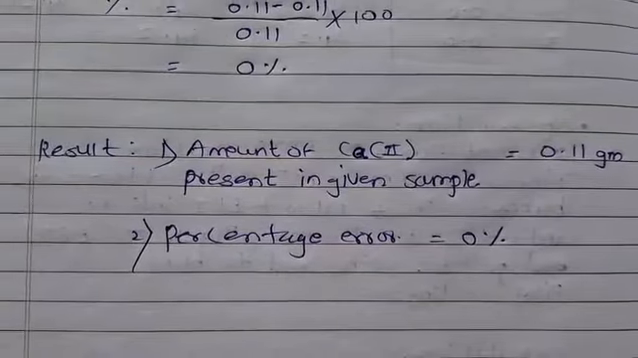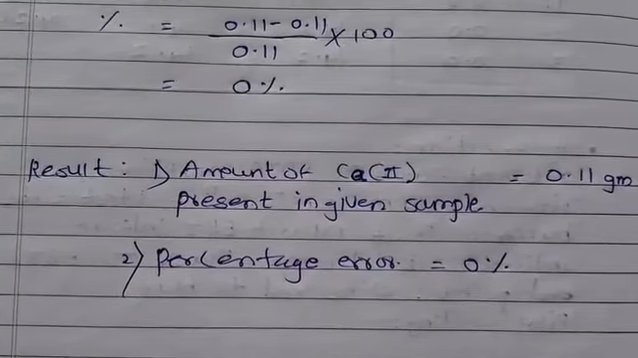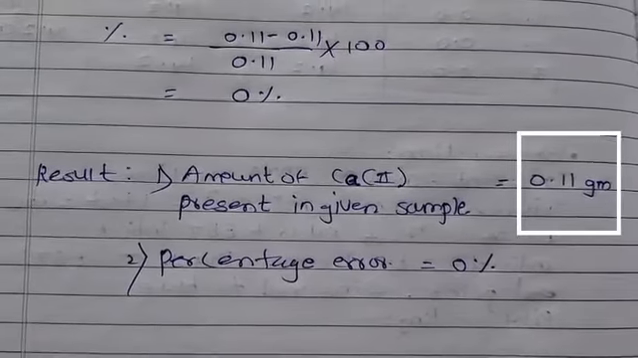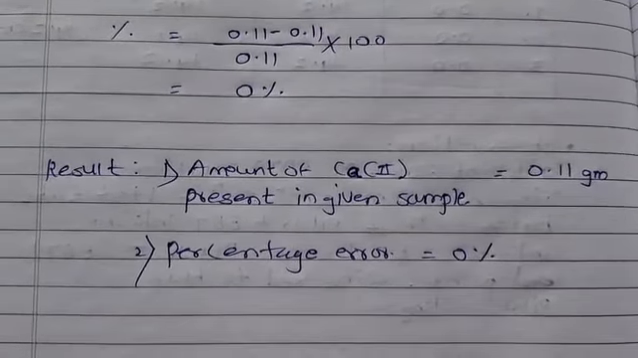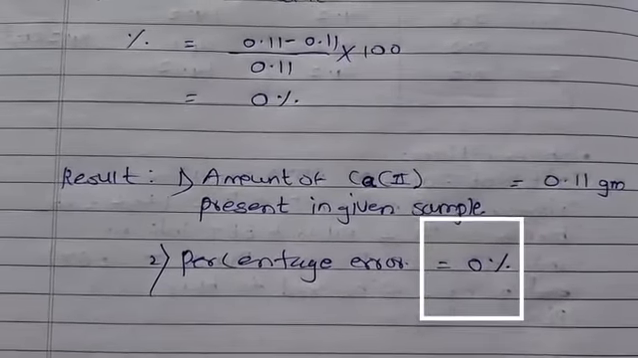0%. Hence the results are: the amount of calcium present in the given sample is 0.11 gram and the percentage error is 0%.